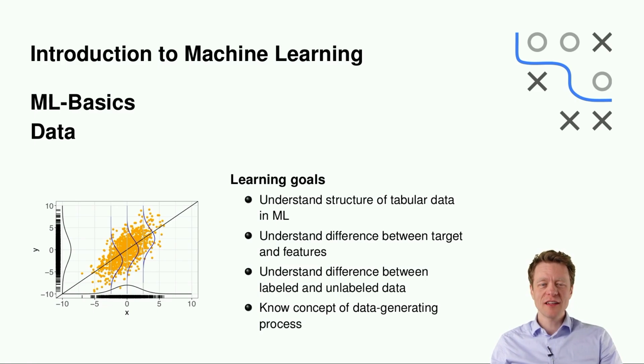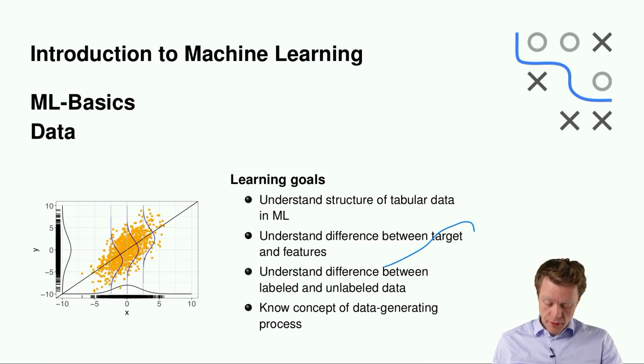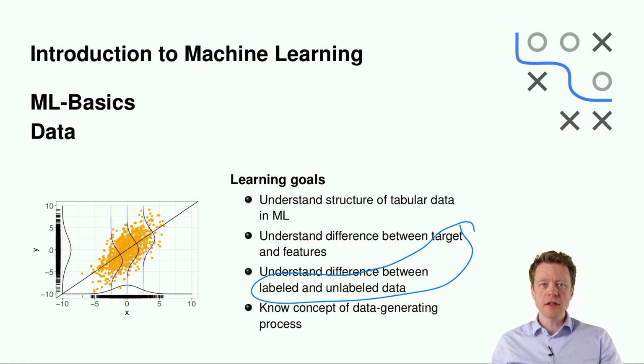I'm Ludwig Botmann, and in this video I will tell you about the data we are using in supervised machine learning. You should understand the structure of tabular data, which we are mainly using in this course. You should understand the difference between target and features, and the difference between labeled and unlabeled data, which is very much related to the concept of the target variable. And you should know the concept of the data generating process.